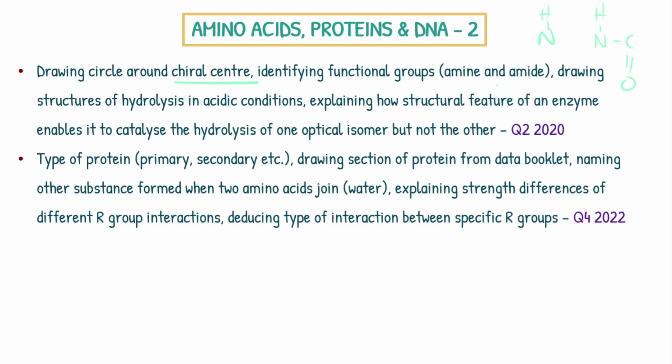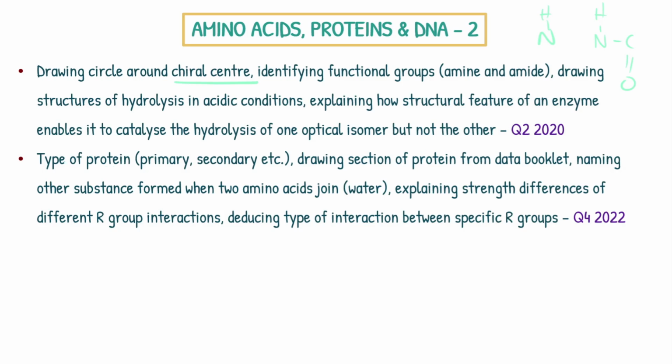Okay, and the O can be up or below. But just recognize those functional groups. You needed to be able to identify which ones are present. Drawing structures of hydrolysis in acidic conditions, and explaining how structural features of an enzyme enable it to catalyze the hydrolysis of one optical isomer, but not the other.